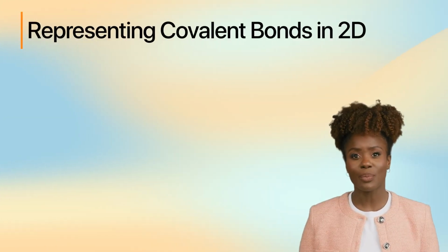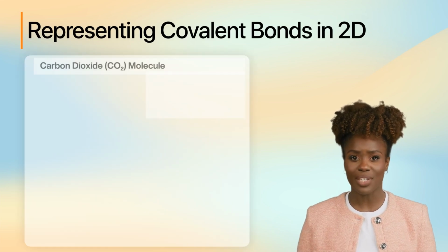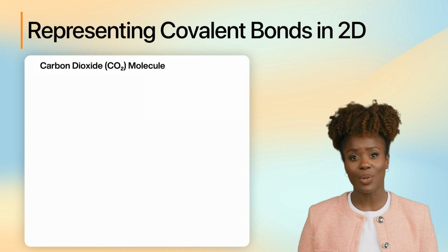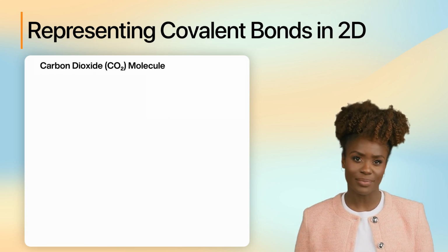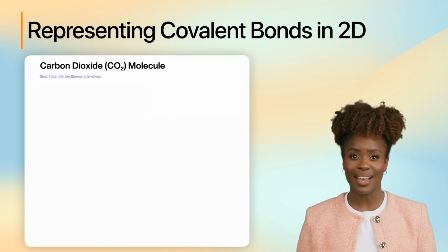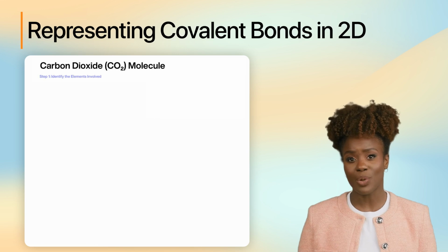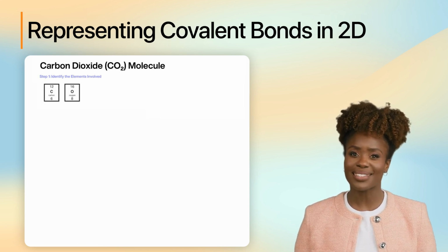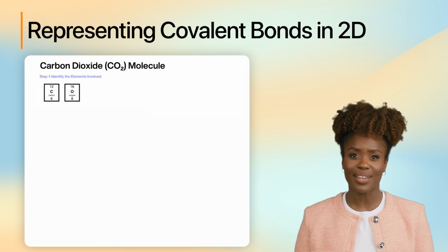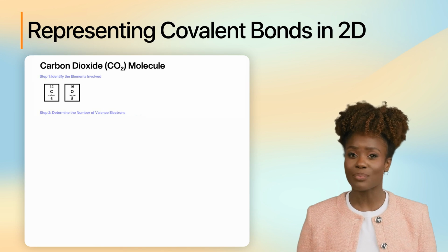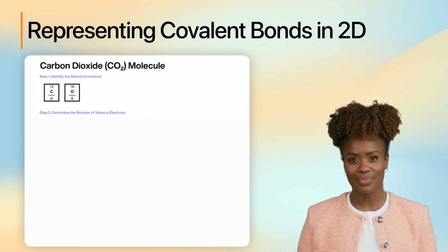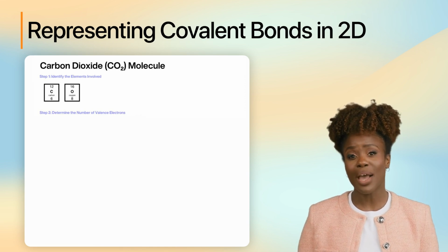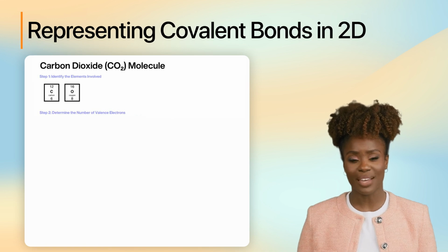Let us now consider a more complex example such as carbon dioxide, CO2. We can follow a similar set of steps. Step 1. Identify the elements involved. Start by identifying the elements involved in forming the covalent compound. We have carbon, C, oxygen, O. Step 2. Determine the number of valence electrons. Identify the number of valence electrons for each element. This will help us understand how the electrons will be shared.